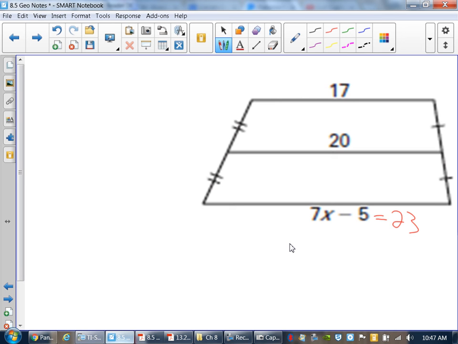Remember, mid segment is just another name for average. 20. If you average 17 and 23, it means you add them together and cut it in half. Well, 17 plus 23 is 40. Half of 40 is? 20.